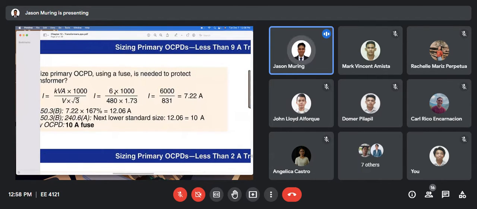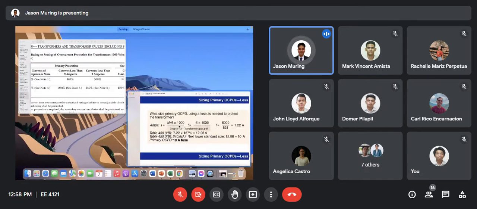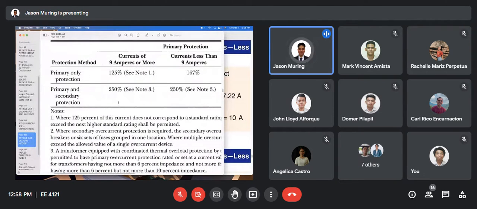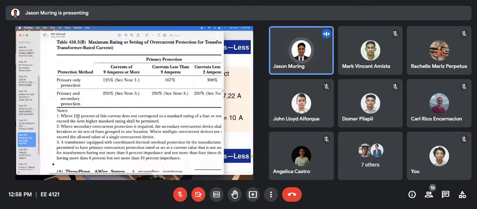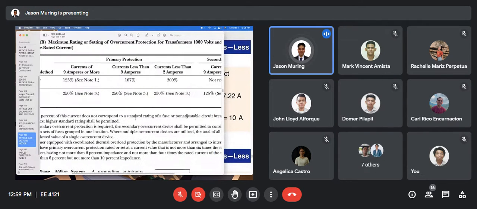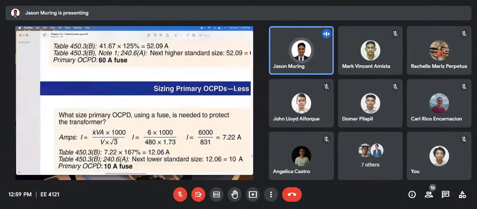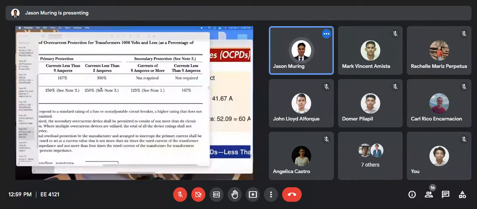So we have here 167, so by 7.22, so we have 12.06. So how about for this one now? So this is next lower. So let's look at the notes now that we can apply here. So why we need to use lower. So we're 125% response and rating. So for just about, so we have to use higher rating. So which is correct based on our first value.